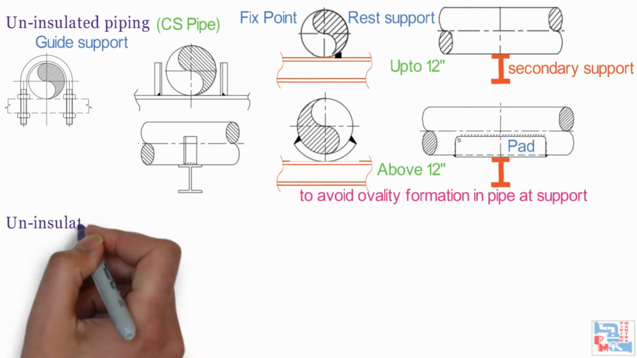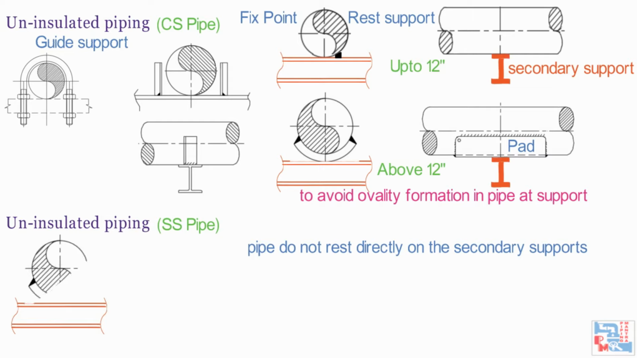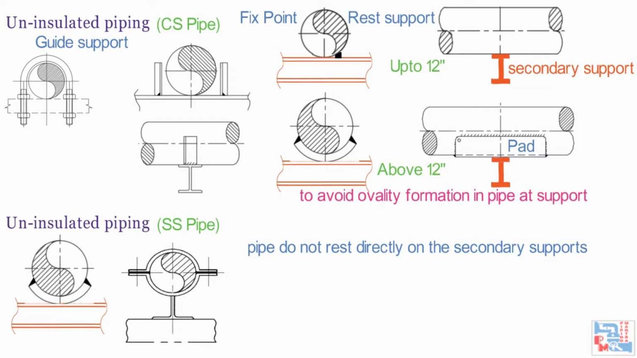Next is uninsulated SS piping. The uninsulated stainless steel pipe does not rest directly on the secondary supports. Either pad or shoe type support with clamp of carbon steel is used for support. A thin stainless steel sheet or an asbestos cloth is used between pipe and clamp.